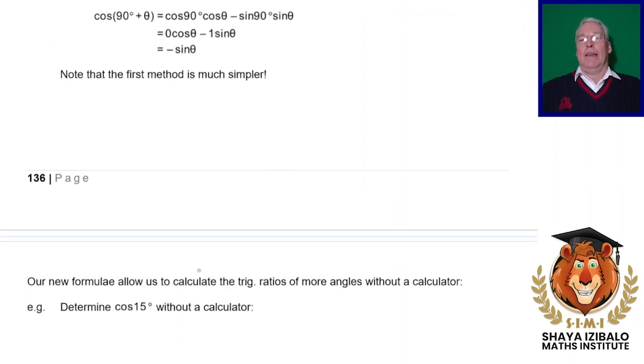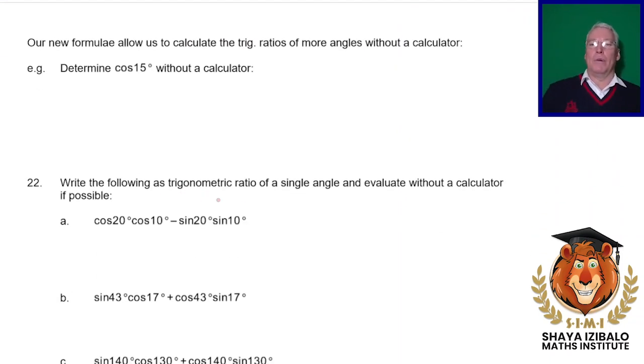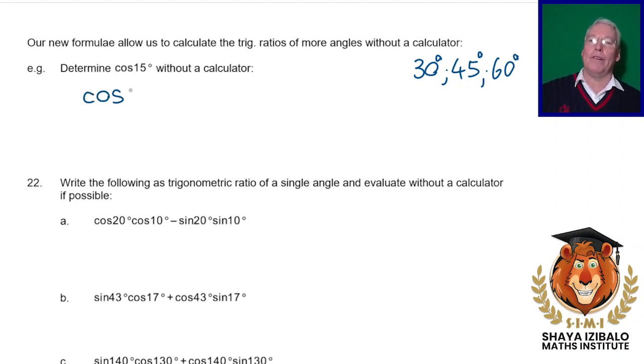Okay, let's now take a look at how we can use these. So how could we now calculate cos of 15 without a calculator? And remember, our special angles are 30 degrees, 45 degrees, and 60 degrees. So how can we make 15 with those numbers? Well, we've actually got two choices. We could either go cos 45 minus 30, or in fact we could go cos 60 minus 45. Let's do 45 minus 30.